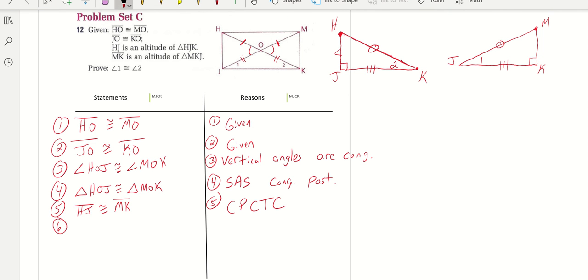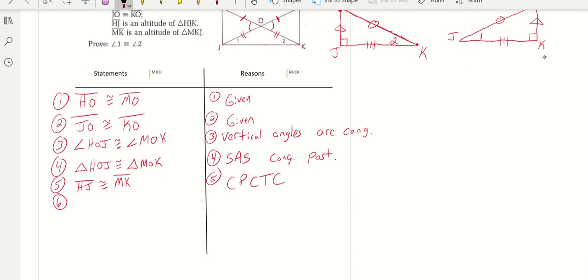Alright, now let's go about proving that triangle HJK is congruent to triangle MKJ. We've already shown that HJ is congruent to MK. We have to show these other congruent parts as well. Remember, we can use either side, side, side, or side angle side. I think I'm going to go with side angle side. I'll use those right angles. That way I'm using my given information. So I'll go back to the given information.